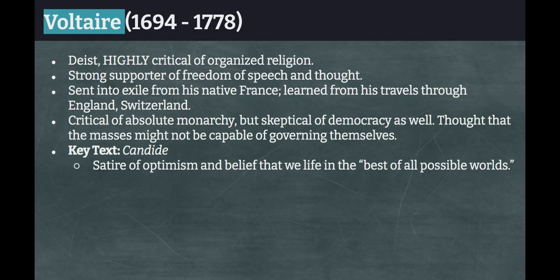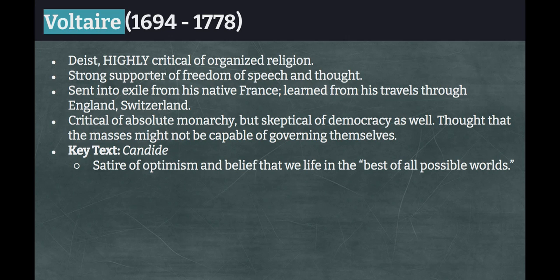All right. Another French philosopher who's really, really famous for his critique of organized religion is Voltaire. And that's actually, I believe, a pen name. And so he was a deist, right? So he is religious, right? He does believe there is a God, but he was really, really critical of the corruption of the Catholic Church in France, especially. And he was a really strong supporter of freedom of speech and freedom of thought. He really fought against censorship. And he was actually kicked out of France for holding these beliefs.